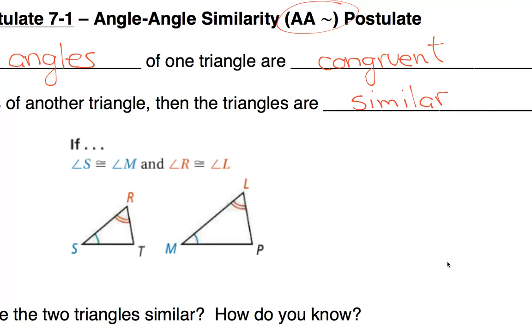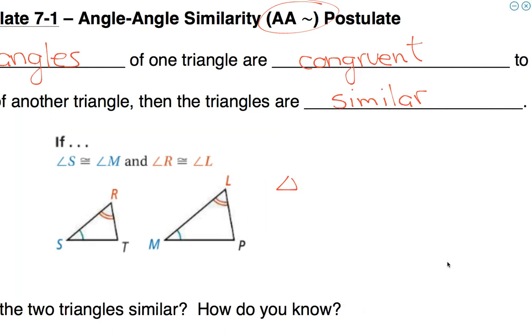So S and M are congruent, R and L. We do not have to show T and P. That would be a waste of time. These are meant to be shortcuts. Therefore, we can say triangle SRT is similar to triangle SLP.